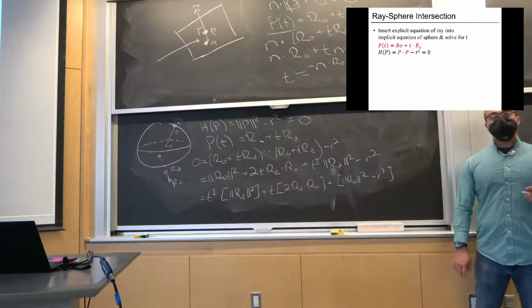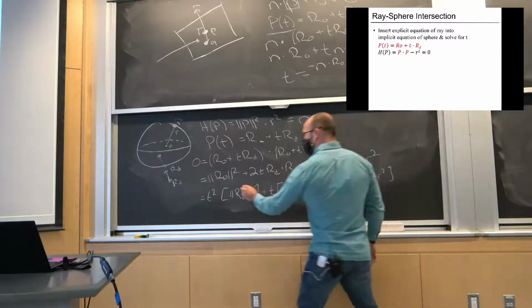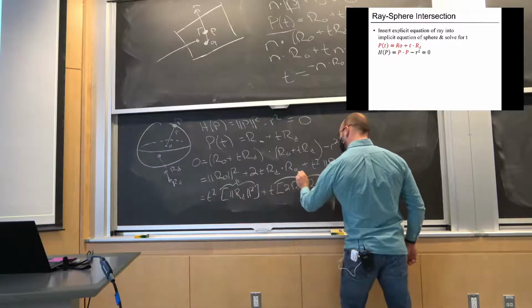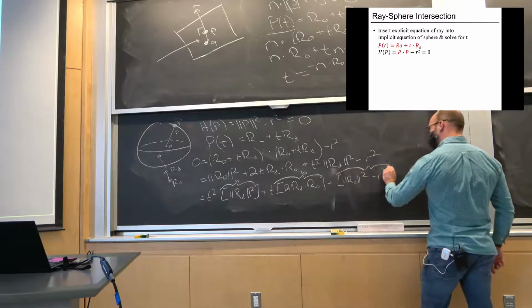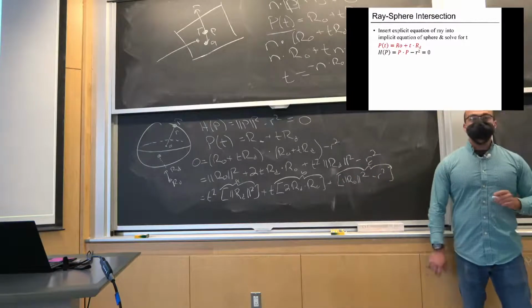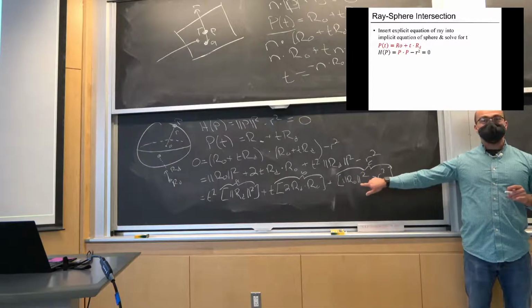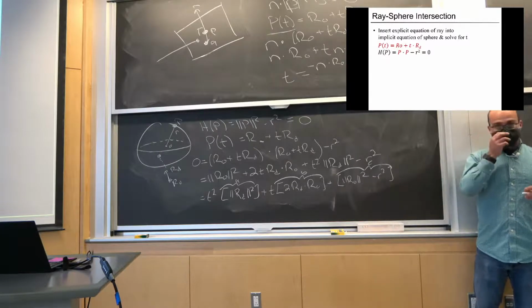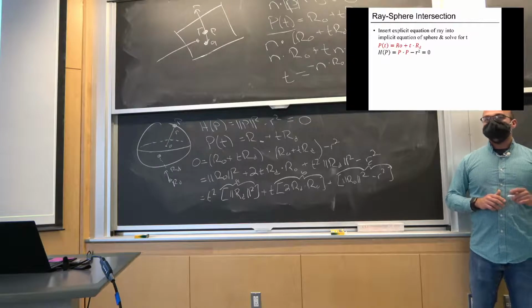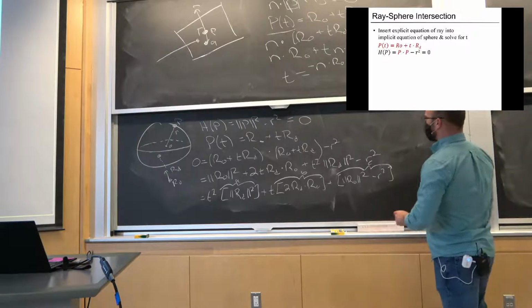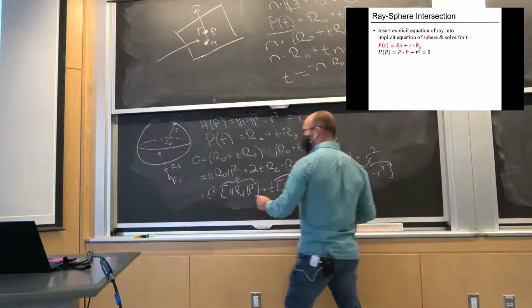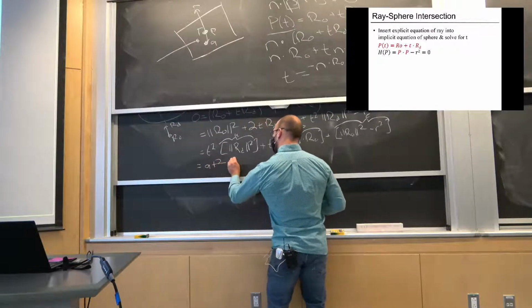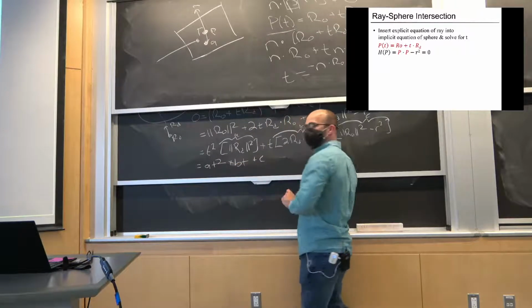So let's give these three things names. Let's call this quantity here A, this quantity here B, and this quantity here C. And notice that these are just constants, right? They're defining the sphere and the ray. This doesn't have anything to do with our unknown variable. So what is this expression equal to? Well, in my notation, it's at squared plus bt plus c.